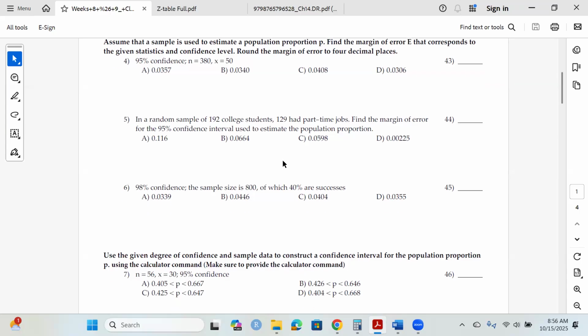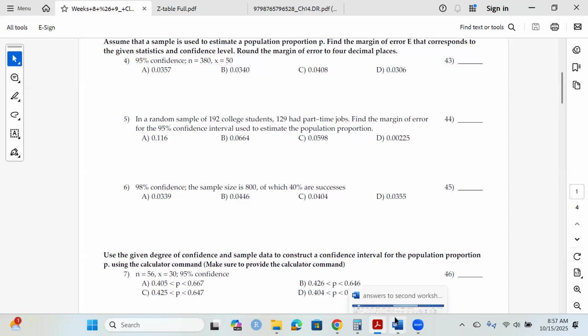In a random sample of 192 college students, 129 had part-time jobs. Okay, so now we can easily calculate the proportion. So we're probably thinking 129 out of 192. Again, this question isn't written very well, because shouldn't it say what is the proportion? Identify the proportion of individuals having part-time jobs and then find the margin of error. It should have added something here, but it just says find the margin of error for the 95% confidence interval used to estimate the population proportion.